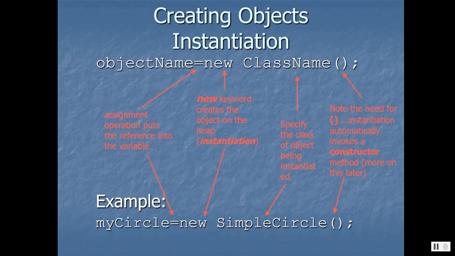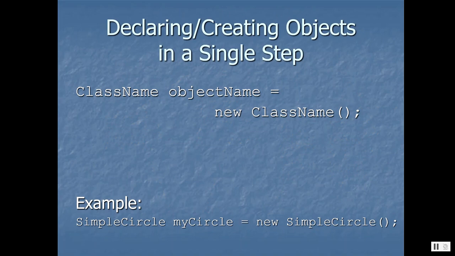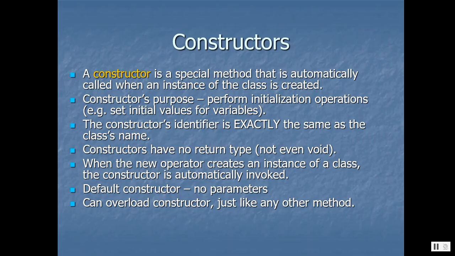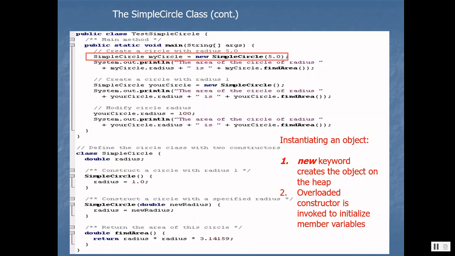Maybe even did it with strings. And here we can declare and create in a single step, just like we've done before. So let's start looking at what happens in memory as we go through this process. There's our new keyword. And so here is our statement right here in our application where we instantiated a SimpleCircle. We're actually invoking the overloaded constructor in this case.